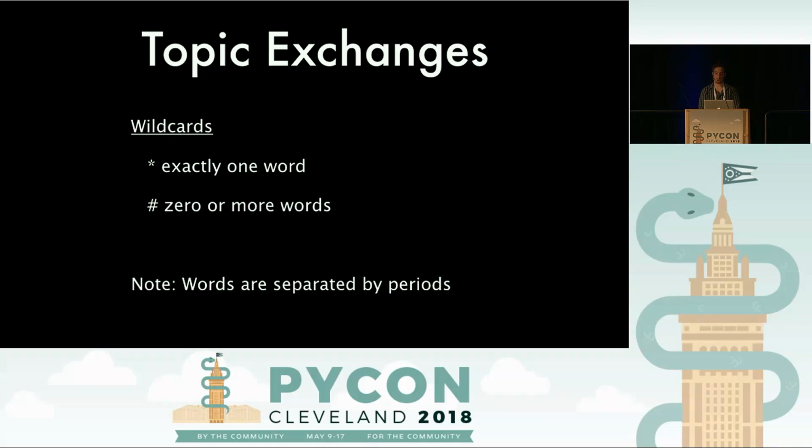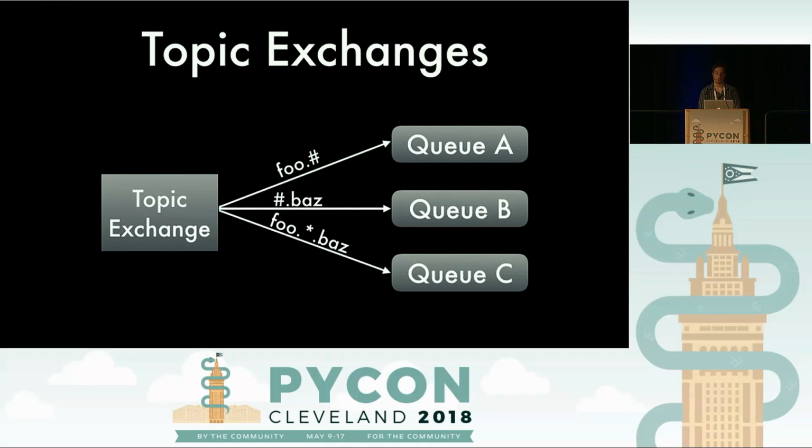A topic exchange behaves exactly the same as a direct exchange if no wildcards are used in a binding key, so all of the previous bindings, foo.bar and bar.baz, are all completely valid for both direct and topic exchanges. However, the 2 wildcards in topic exchanges can be used in extremely powerful ways. So let's walk through these bindings from top to bottom.